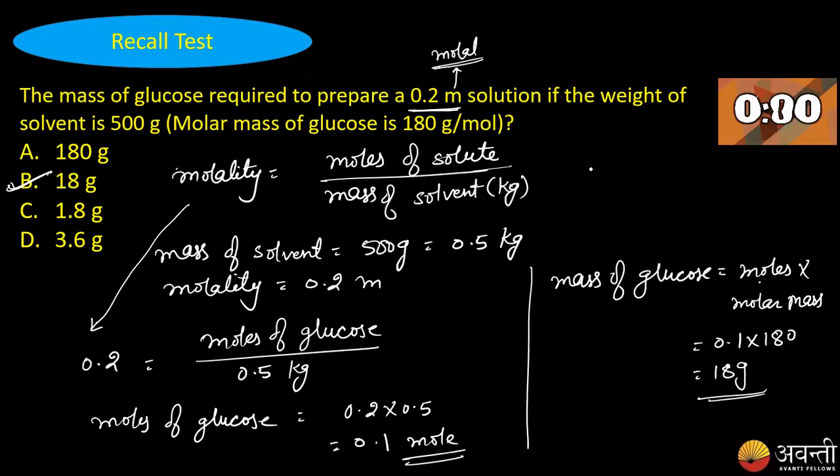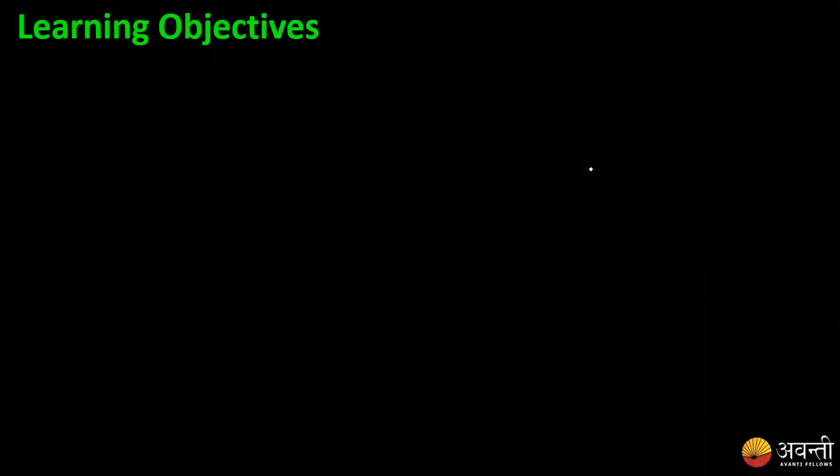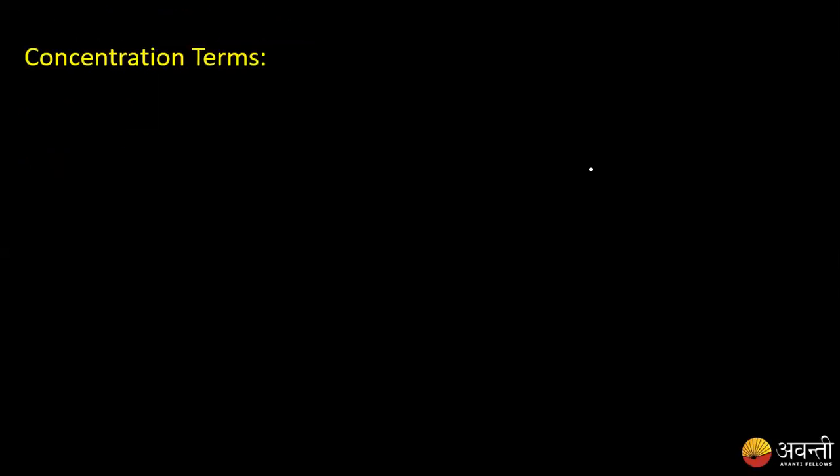Let's talk about the learning objective of today's class. Today we'll be discussing solubility. What is solubility, and what are the factors which affect solubility? And then we are going to talk about Henry's law. What is Henry's law? Okay. So let's start. Before starting with solubility, let's quickly recall all the concentration terms.